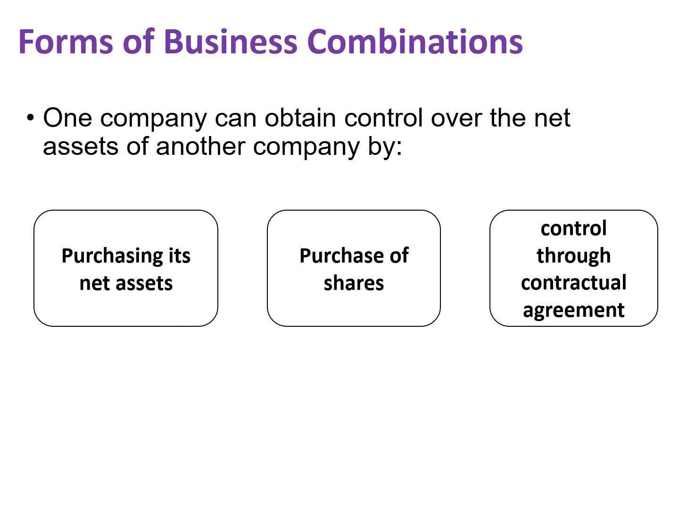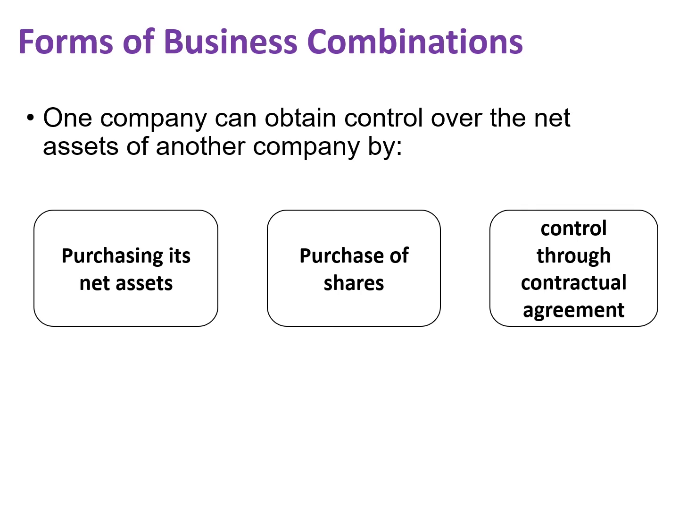Essentially, there are three main forms of business combinations. One company can obtain control over the net assets of another company by purchasing its net assets, purchasing the shares of the company, or control through a contractual agreement. When it comes to purchasing of assets or net assets, the transaction is carried out with the selling company. The shareholders of the selling company have to approve the sale, as well as decide whether the company should be wound up, meaning sold, or continue operations after the sale.